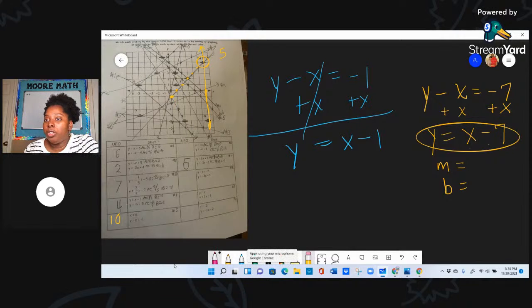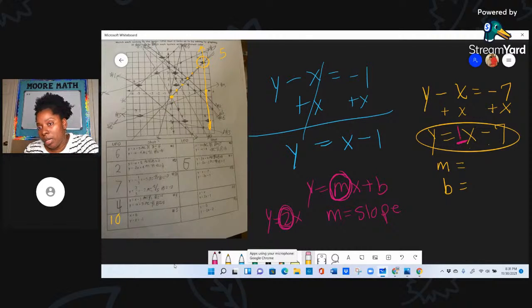No. So your slope is, remember, it's Y equals MX plus B. M is your slope. Whatever is next to the X, that is your slope. So if it said Y equals 2X, 2 is your M, that's your slope. So what's next to the X here, even though I don't see it? 1. So your M is 1. Okay.